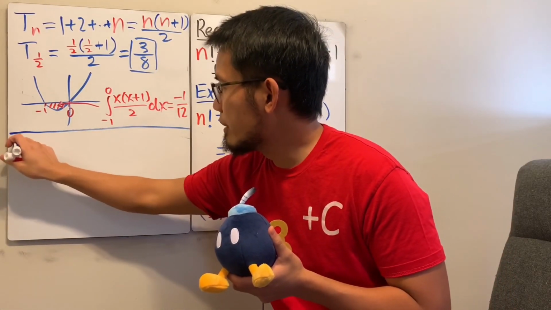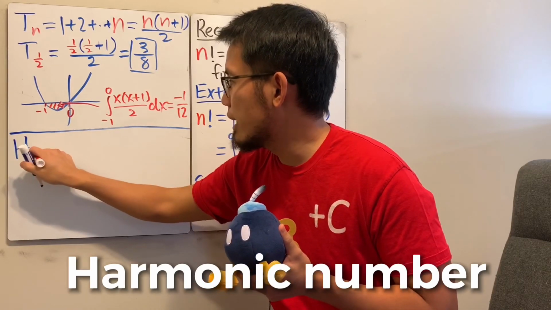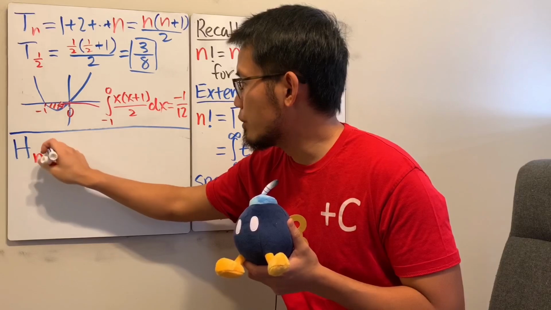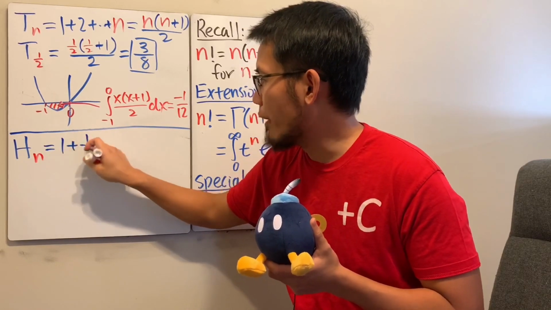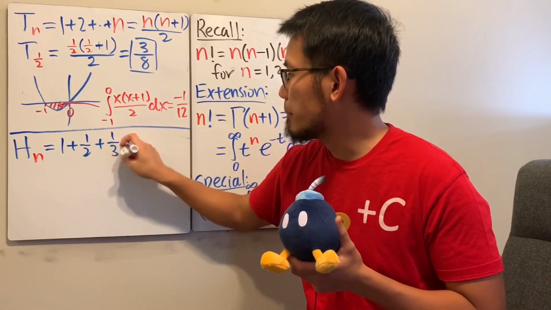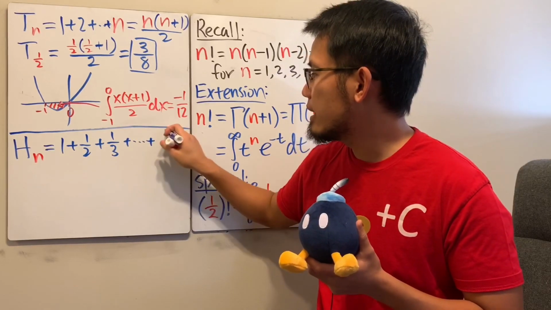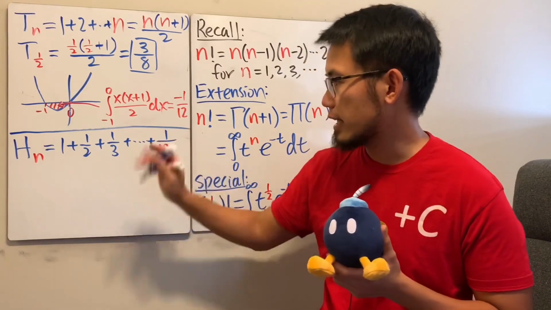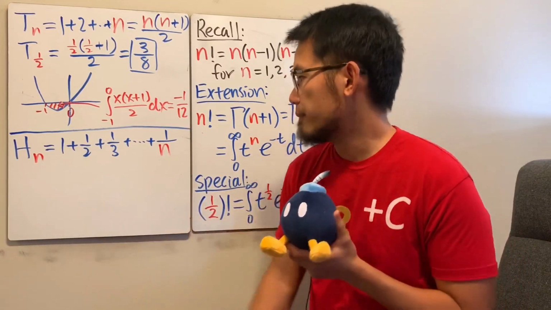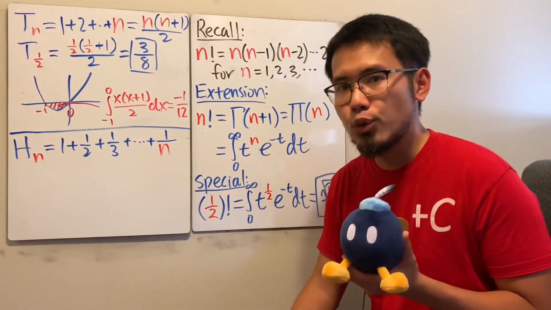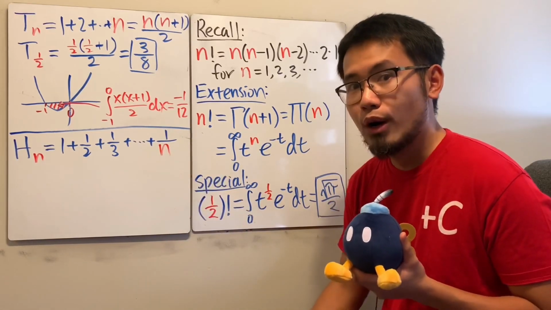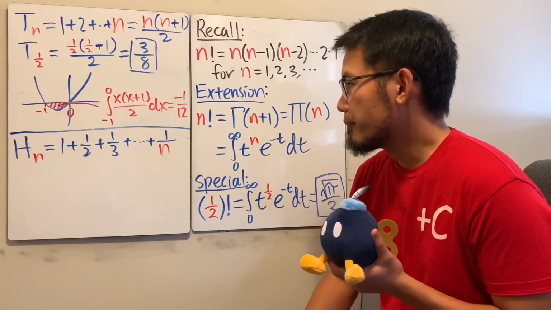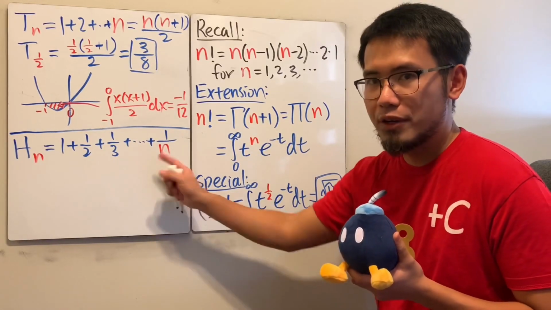So this is called the harmonic number, so Hn, right? Harmonic number, which is defined to be 1 plus 1/2 plus 1/3 plus dot dot dot, and then you end up at 1 over n, just like this. This right here actually has an integral extension as well, and that's exactly what I'm going to show you, all right? So let's see, how can we squeeze out an integral from here?